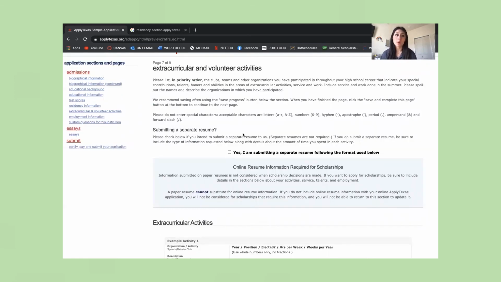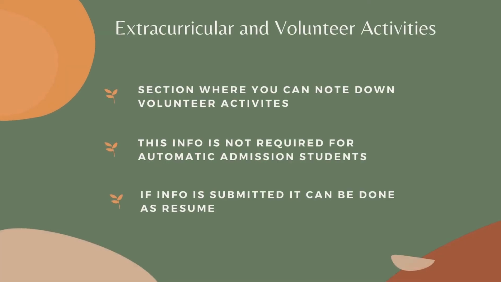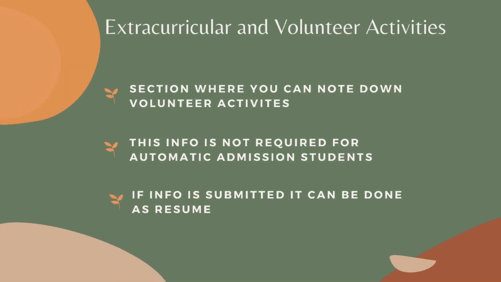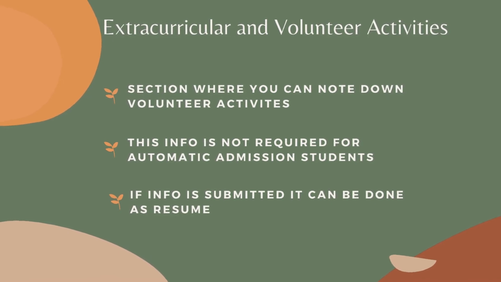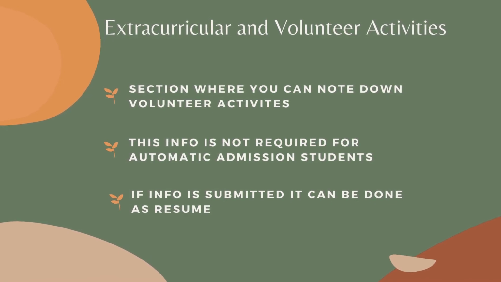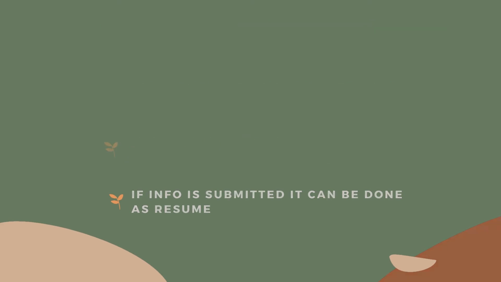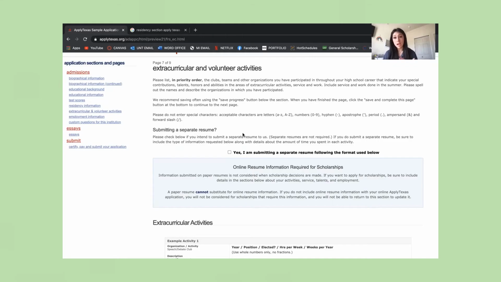So for this section, we have the extracurricular and volunteer activities. Basically, it's just going to be asking you what you've done through high school and all the things you've been involved in. This section is not required for people who meet automatic admission. I met automatic admission and I didn't fill this section out. But if you do feel more comfortable doing this section, you can go right ahead.